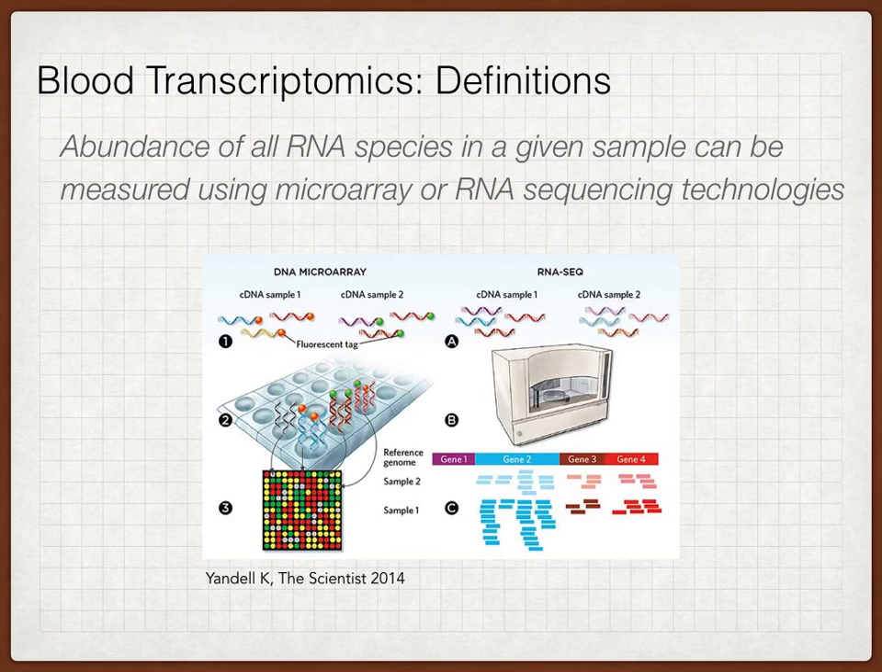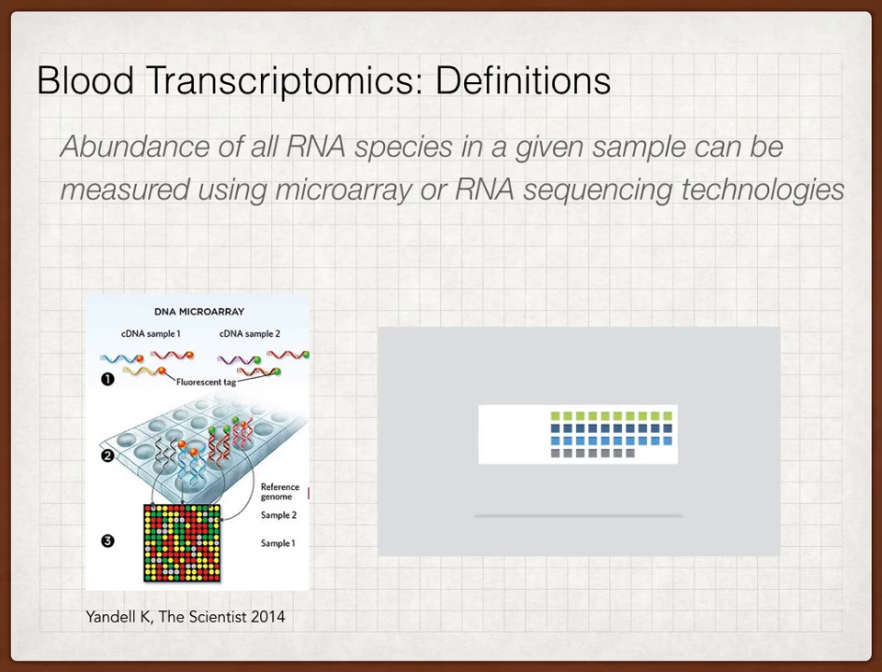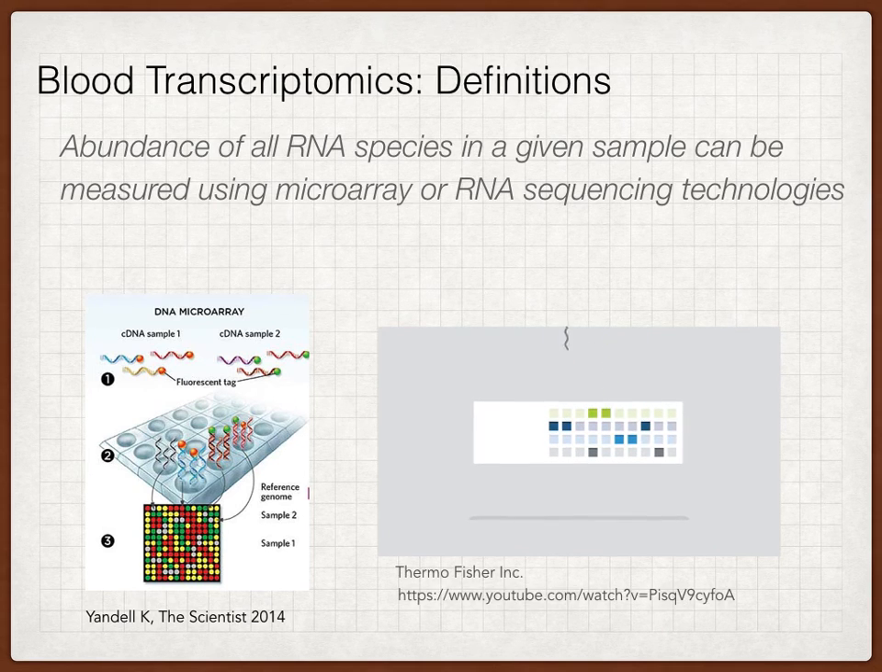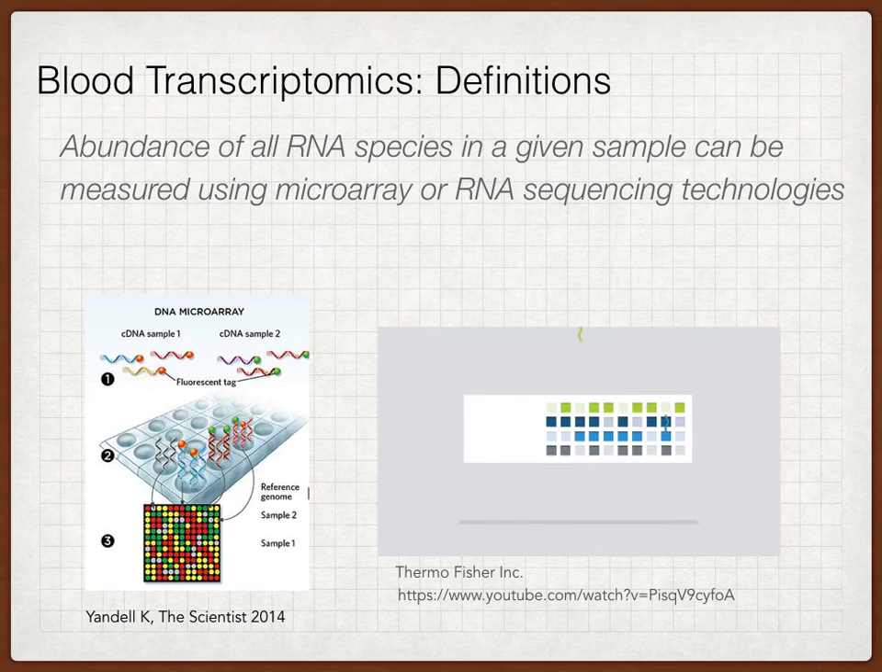Abundance of all transcript species present in a sample can be measured at once using microarray or RNA sequencing technologies. Microarrays consist of tens of thousands of different probes immobilized on a solid surface. These probes capture complementary labeled oligonucleotide sequences. The intensity of the fluorescent signal produced is proportional to the number of transcripts that are present in the sample.